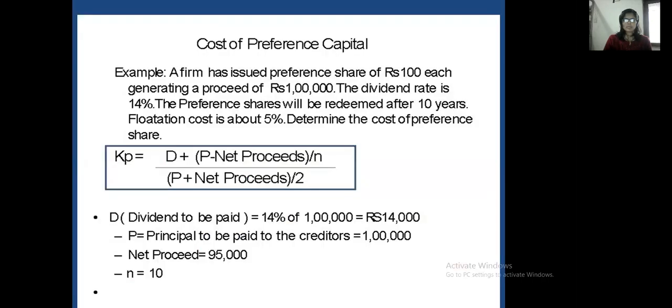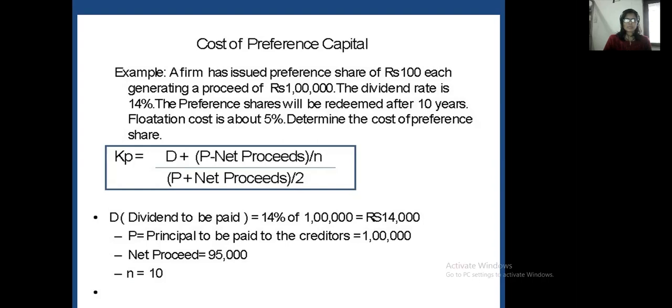Next is cost of preference share. Now, how are we going to estimate the cost of preference share? With this formula we are going to estimate it. Just like an example: a firm has issued preference shares of ₹100 each, generating proceeds of 1 lakh. The dividend rate is 14%. The preference shares will be redeemed after 10 years. Floatation cost is about 5%. Floatation cost means cost involved in issuance. Determine the cost of preference share.